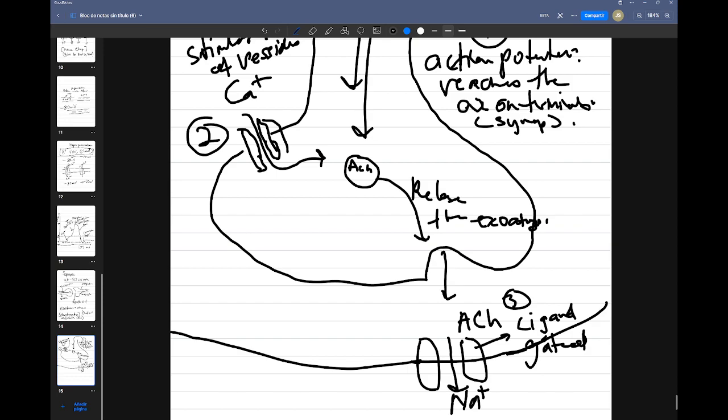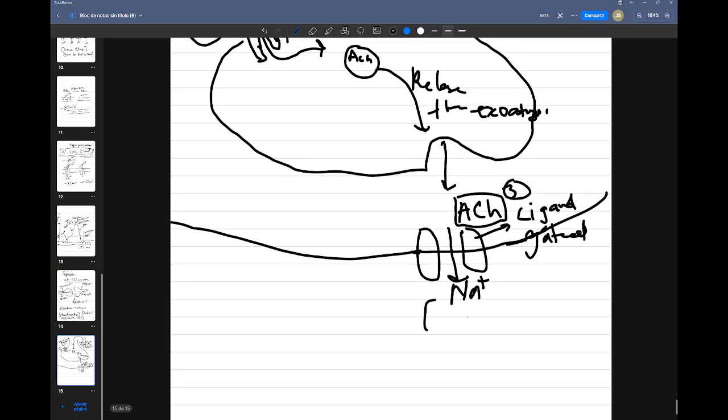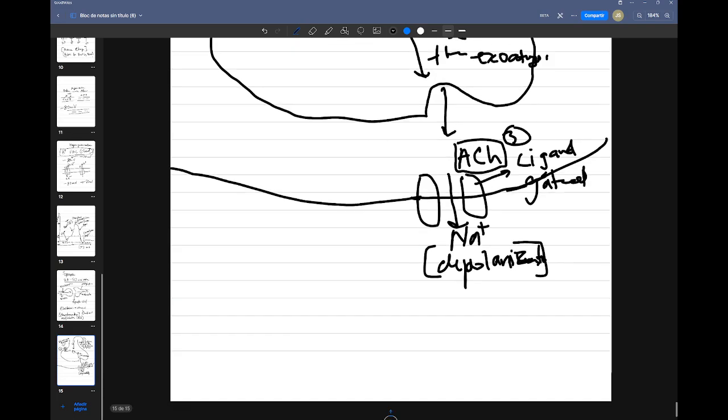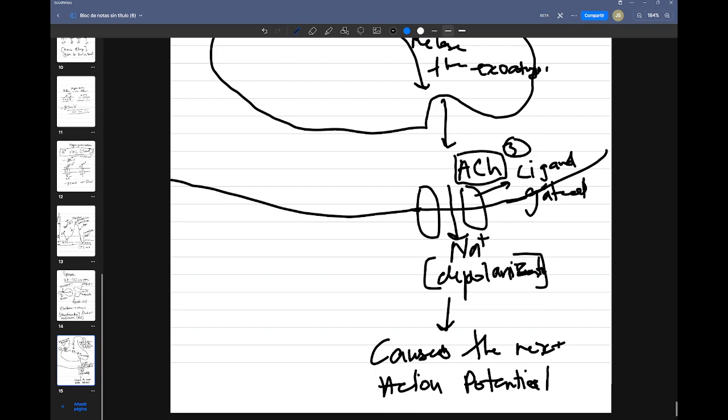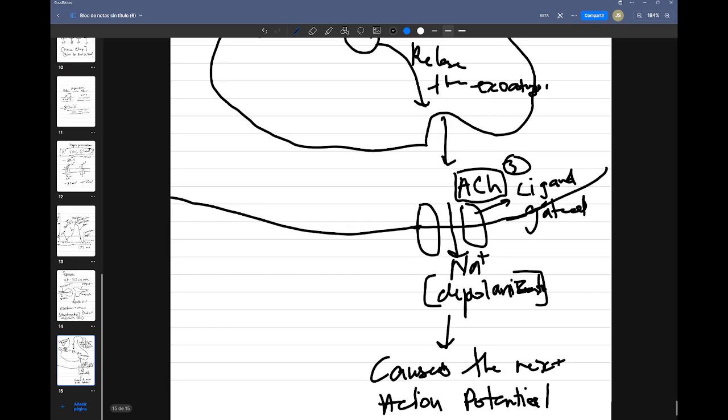If we remember from chemistry, ligands form different complexes. So it has to form a complex with acetylcholine first to activate the channel and cause sodium ions to start moving in. This will depolarize the postsynaptic membrane. This influx of sodium ions will depolarize it and cause the next action potential to go through. So that's step 3.